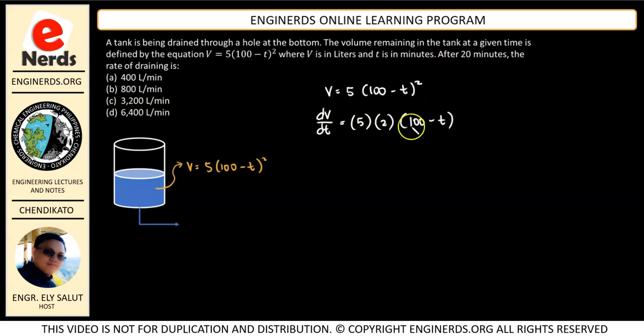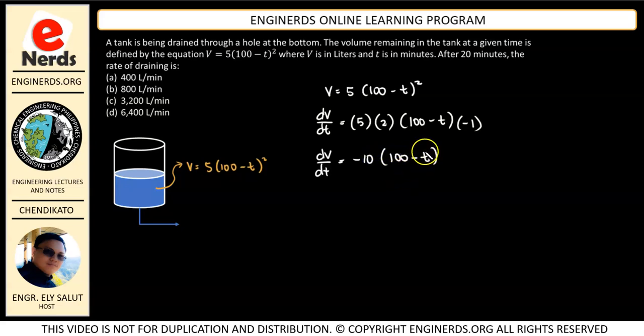And then the derivative nitong nasa loob ng ating parenthesis, which is the derivative of 100 minus T, which is negative 1. Okay, so let us simplify this. We have dV over dt is equal to 5 times 2 will be 10 times negative 1 will be negative 10 times 100 minus T. Okay?